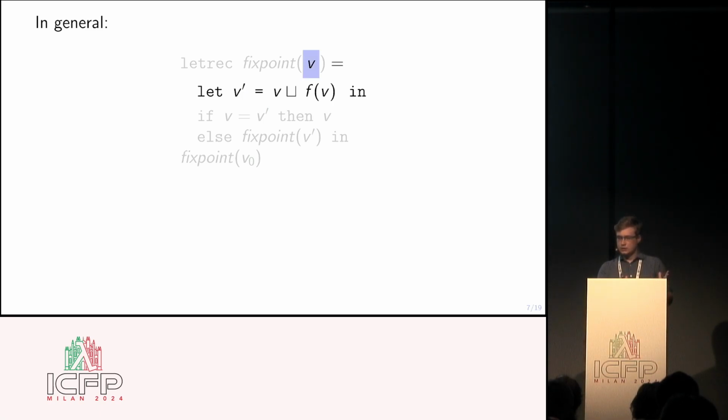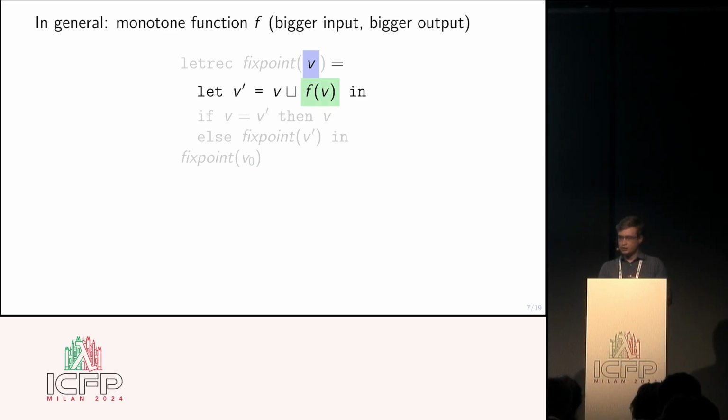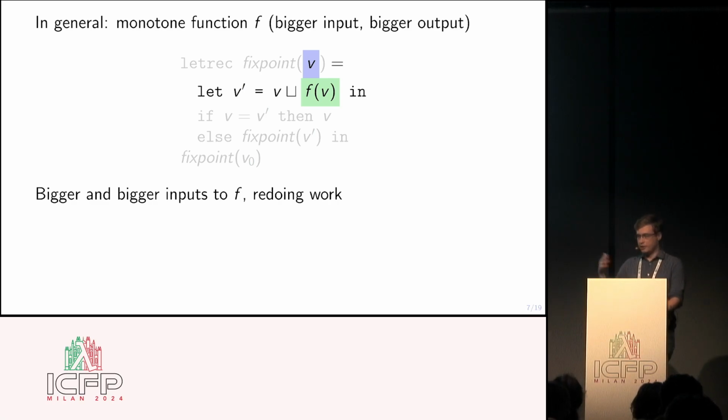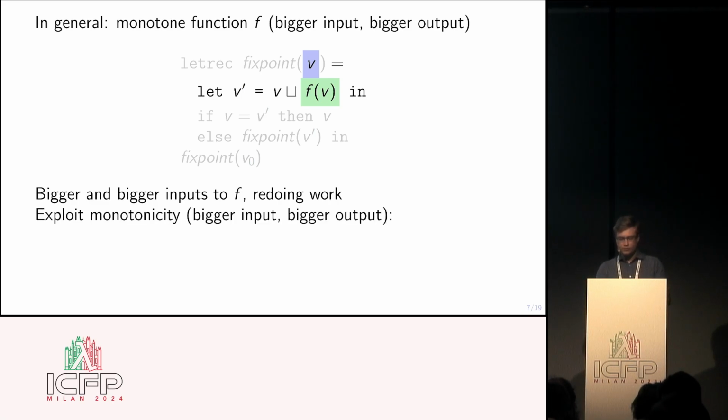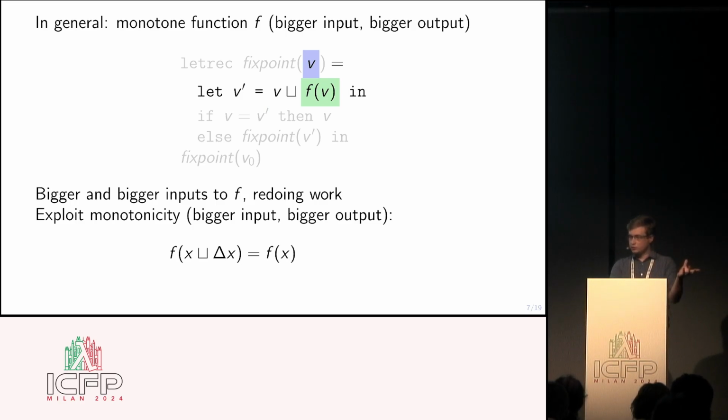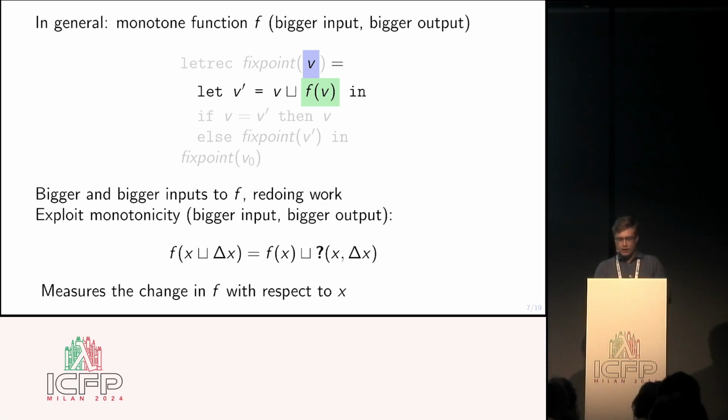So we have this v, and we have this f. And f is a monotone function, which means if you give it a bigger input, you're going to get a bigger output back. Again, this is inefficient, because as you give it bigger and bigger inputs, you're redoing work. So the idea of how to get an efficient implementation is to exploit this monotonicity. If we take f and we give it a bigger input, then the result should be the old input joined with some new extra piece. And this extra piece is measuring the change in f with respect to its input x, and so that's a derivative.